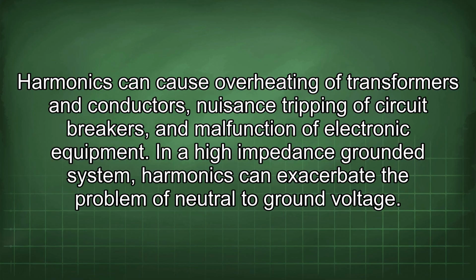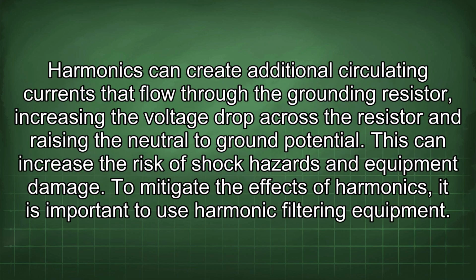In a high-impedance grounded system, harmonics can exacerbate the problem of neutral to ground voltage. Harmonics can create additional circulating currents that flow through the grounding resistor, increasing the voltage drop across the resistor and raising the neutral to ground potential. This can increase the risk of shock hazards and equipment damage.